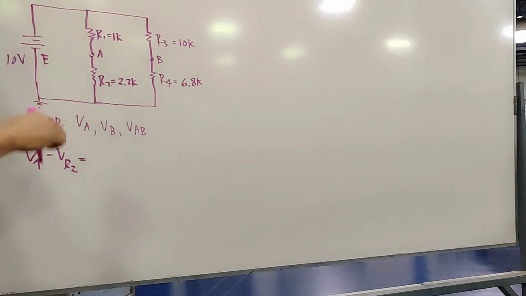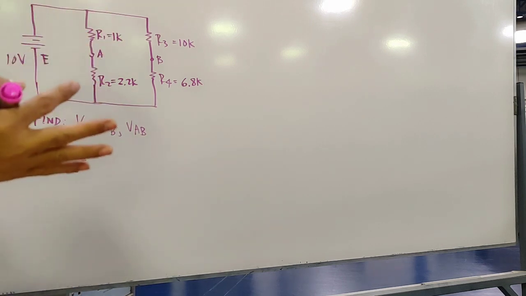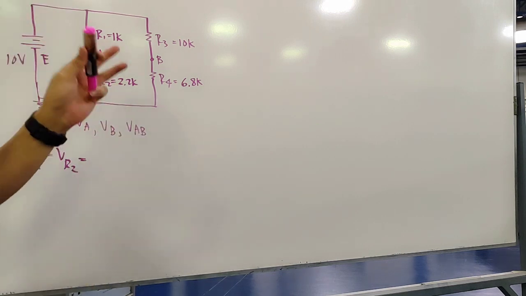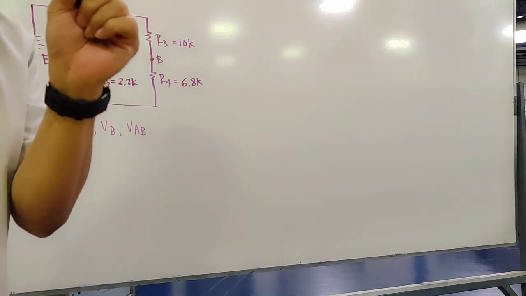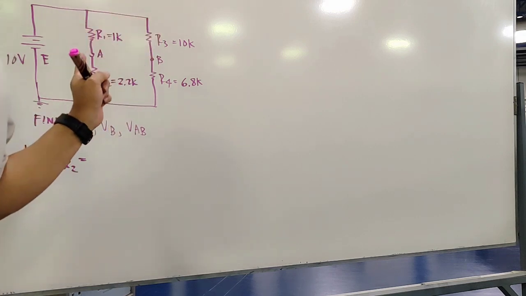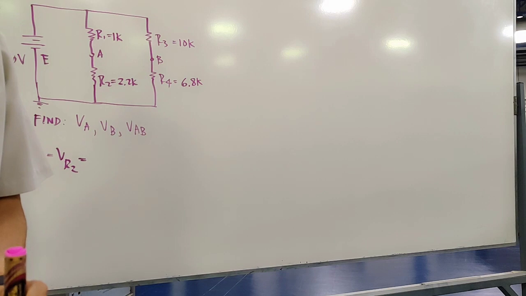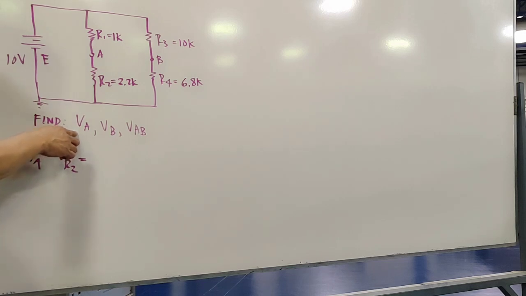Can we calculate it using Ohm's law? Yes, if we find I total. But it will take a lot. Yes, you can calculate this using Ohm's law as you like. It's okay. But if you want a shorter solution for this one, the best solution here is using the voltage divider rule. Because we are after the voltage, not current.